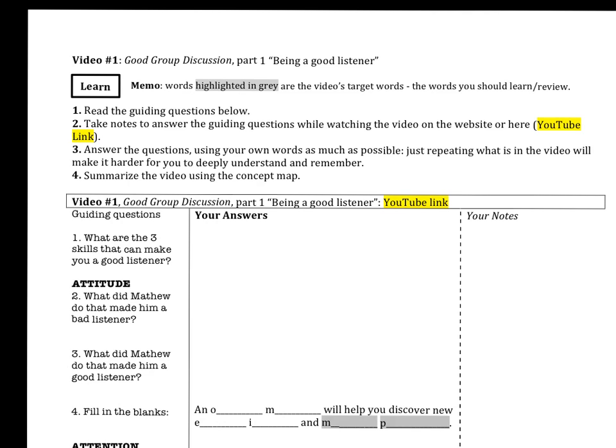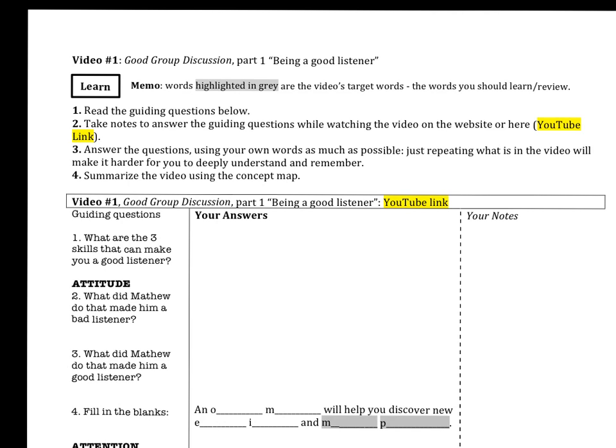We will start, as I said, with being a good listener. Also, something I need to emphasize here is that words highlighted in gray are the video target words, meaning words that we expect you to learn if you don't know them, or review if you know them already. They will be part of the tests we will have at the end of each topic.